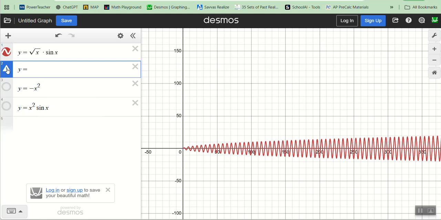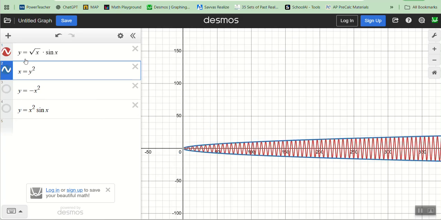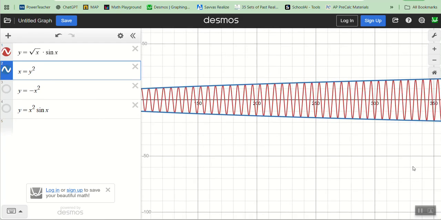So a turned parabola, or y equals the positive and the negative. Oh, it doesn't do it. Lame. So this is going to be weird. X equals y squared. It gives me both of them. And look at it. It is exactly stuck between there, as we would expect.